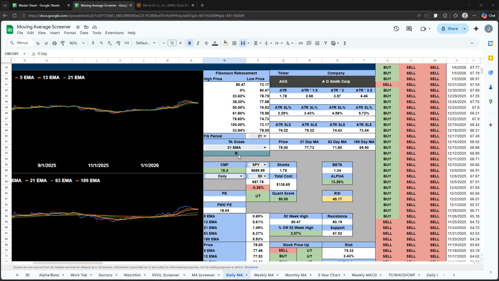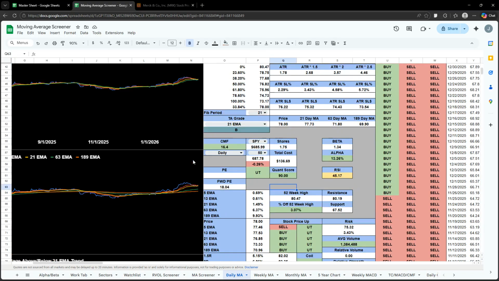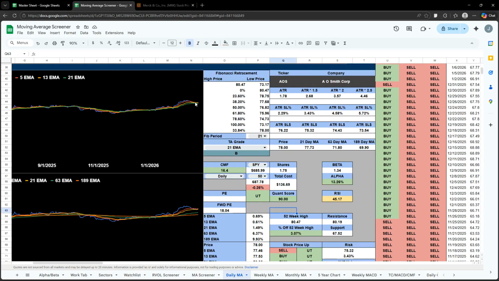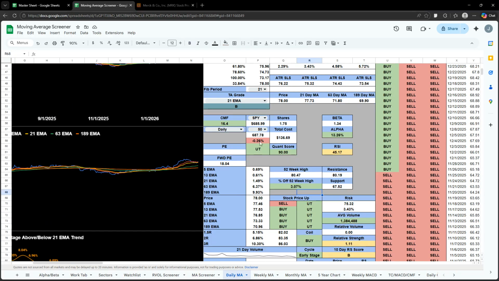It gets a score of B for the 21 EMA, and that's because I score this here and it has to be above 50. So if one thing is wrong, it goes from an A to a B, and that's the one thing that's wrong. Everything else is in an uptrend with the exception of the 5-day here. The 5-day is below the 13-day. We do want to see these two numbers flip, but everything else is right. I am not scoring the 5-day when I score the 21 EMA.